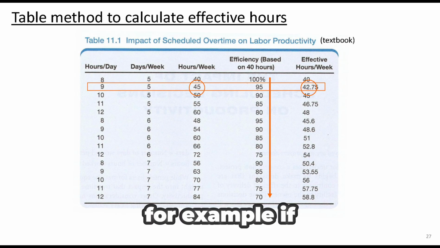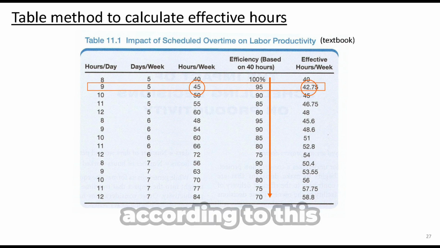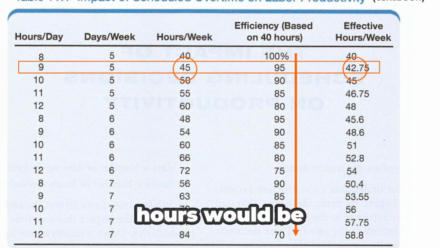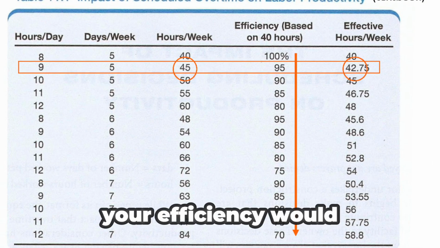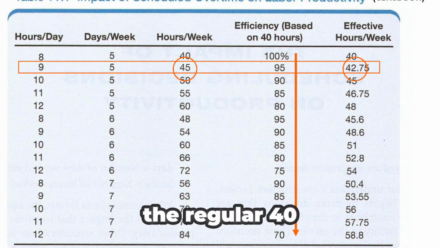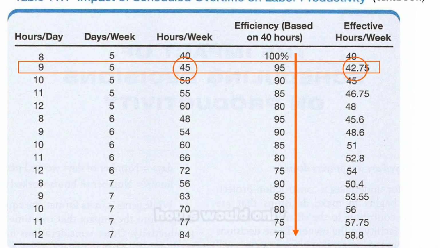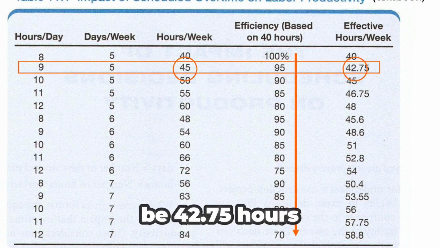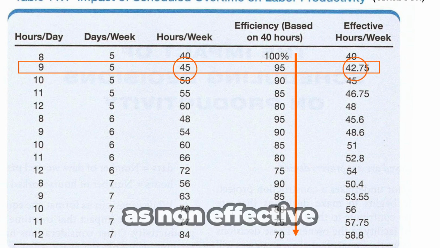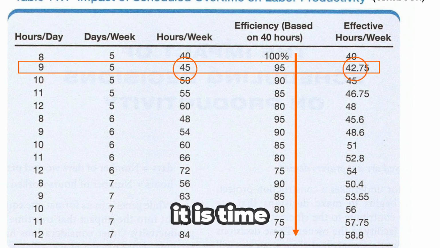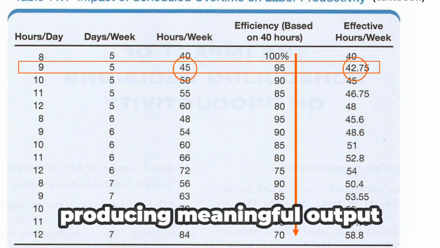For example, if you work 9 hours per day for 5 days a week, according to this table, the total worked hours would be 45 hours per week. Your efficiency would be 95% of the regular 40-hour week. And your effective hours would only be 42.75 hours, leaving 2.25 hours as non-effective hours. It is time spent working without producing meaningful output.